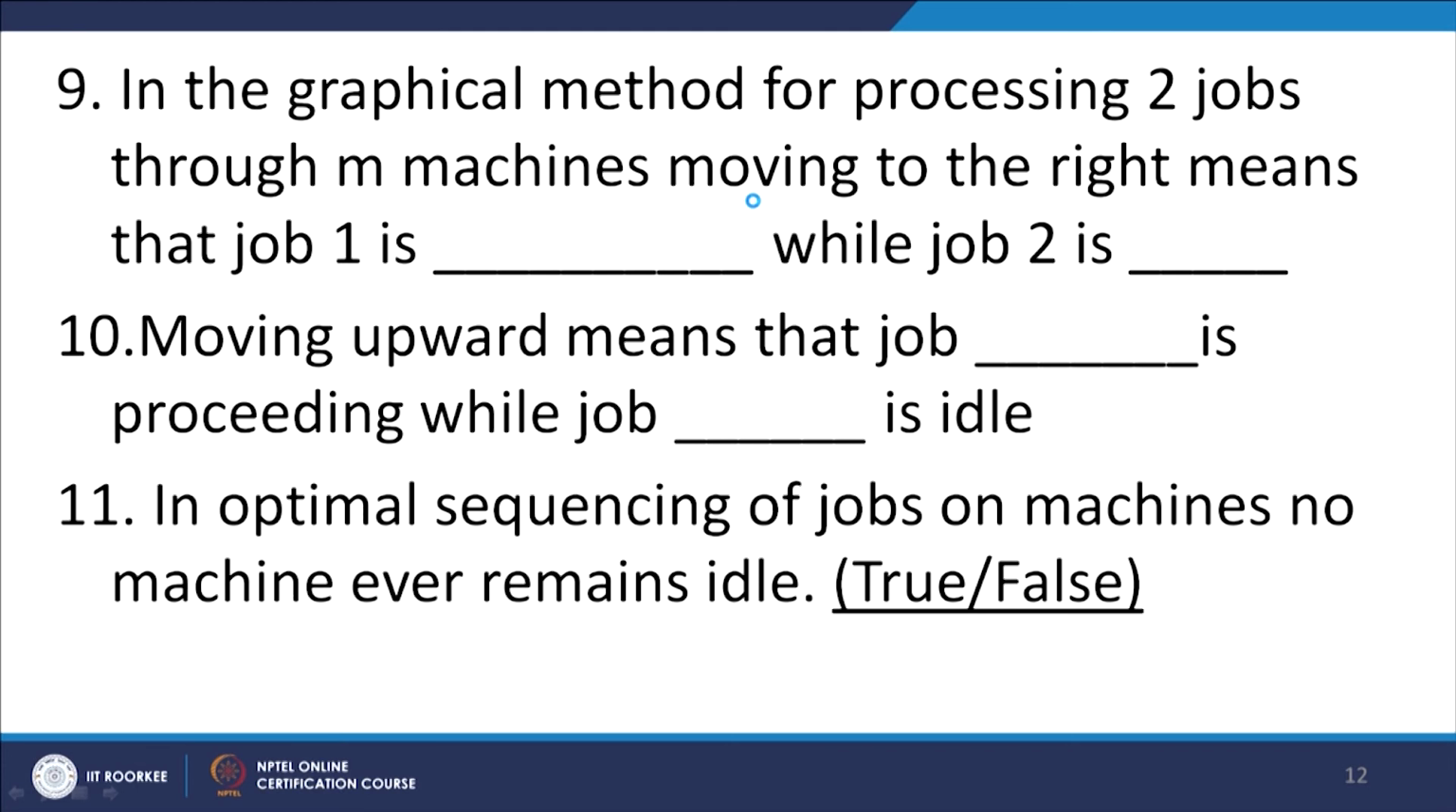Question 11. In the optimal sequencing of jobs on machines, no machine ever remains idle. True or false?